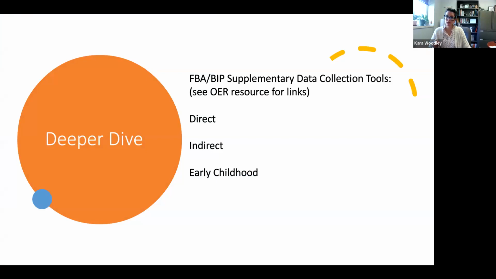I did not put the links in this PowerPoint, but the links are in your open educational resource. Please definitely look at those because they take you to a set of Google documents that show good data collection tools that have been developed: direct, indirect, and early childhood. You could use a resource of all three of these if you want to, but please definitely take a look at those links in your OER. And let me know if you have any questions.